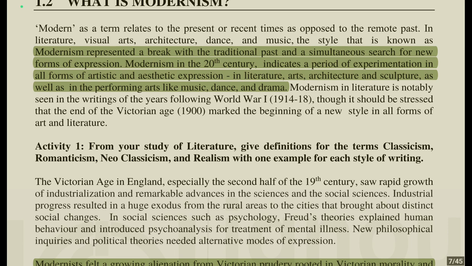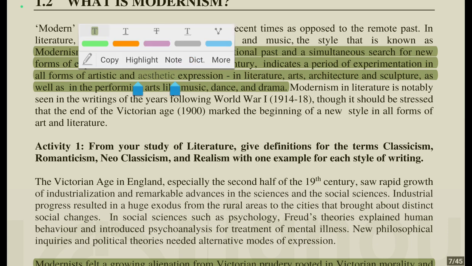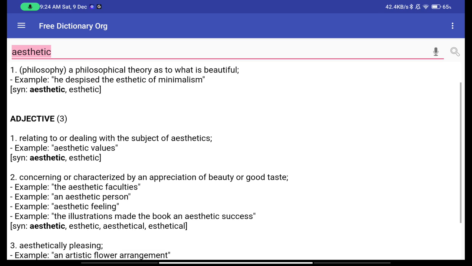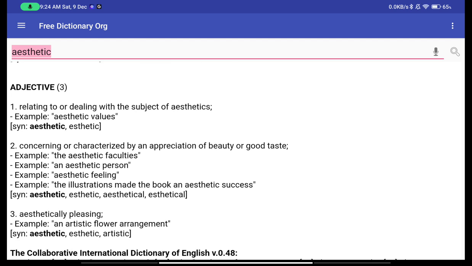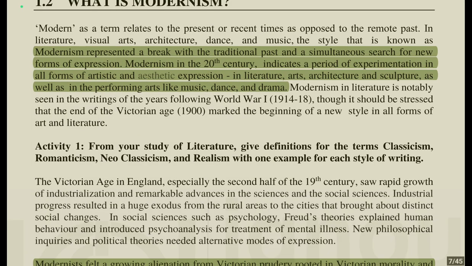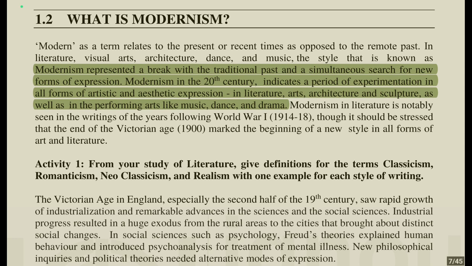To know more precisely about aesthetic, you can just search it up on the internet as to what aesthetic exactly means. If you want, I can search it up for you. Aesthetic means related to or conveying beauty, a philosophical theory as to what is beautiful, or relating to or dealing with the subject of aesthetics. Here the second one, concerning or characterized by an appreciation of beauty or good taste. So here, aesthetic is an adjective, so it means relating to or conveying beauty.